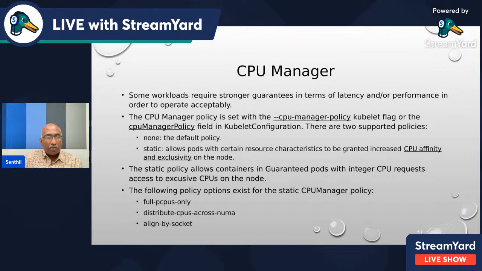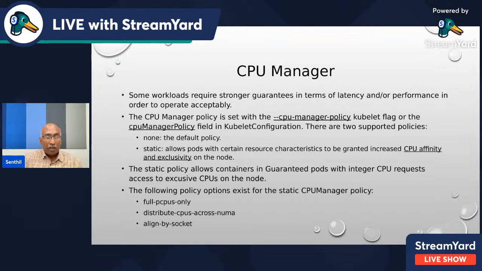And the third option is align by socket. Align by socket is basically to prevent CPU allocation across NUMA. Which means if the container requests two CPUs, the two CPU cores will be allocated within the same socket. So it means you get such a high degree of control over the CPU that the workload will enjoy.